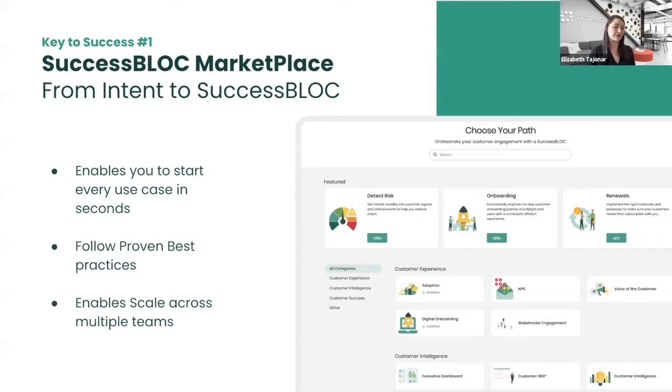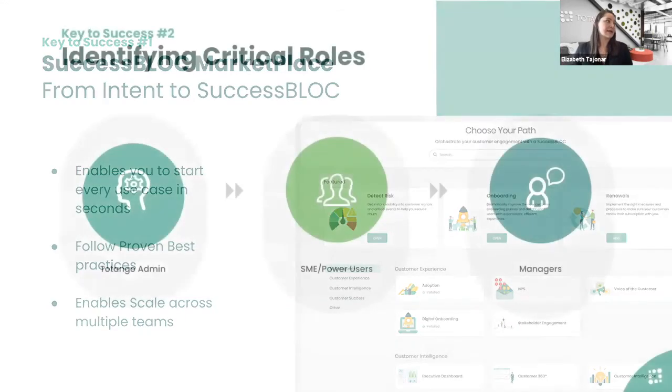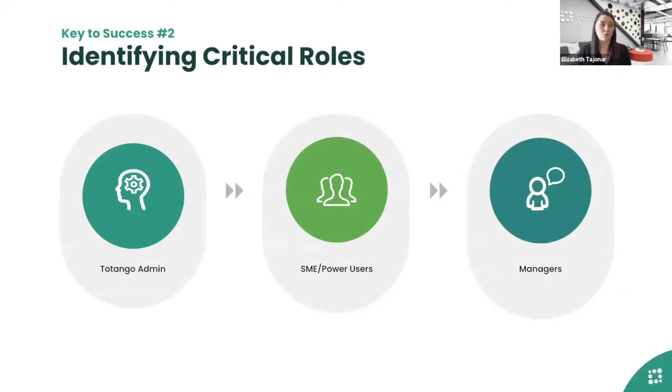What this allowed the Qlik team to do was to follow proven best practices, keeping that, of course, at the forefront of our minds, but also, as I mentioned, quickly get various teams up and running with the ability to duplicate success blocks that had already been created for teams and then quickly create new ones as well. So that was critical to our success. The second key to our success was identifying those critical roles.